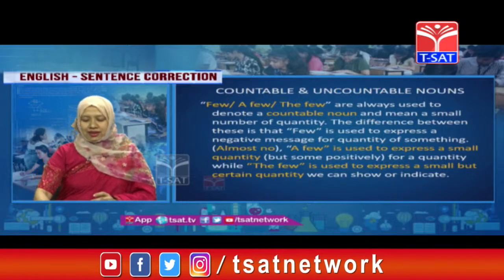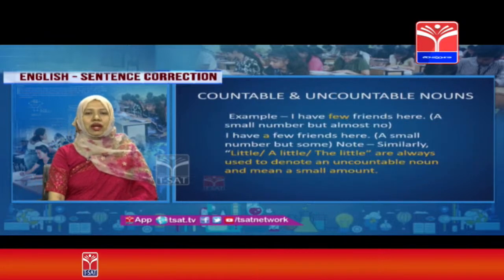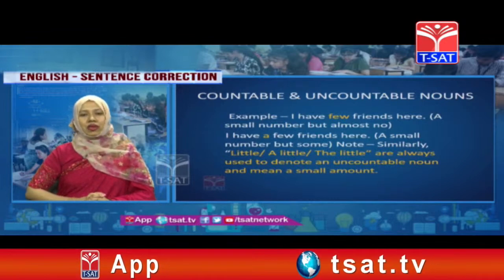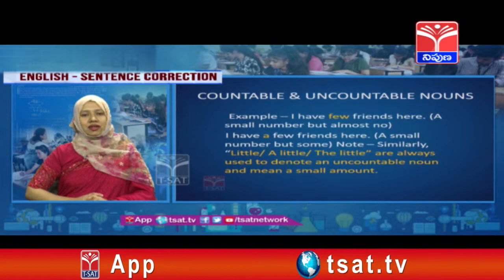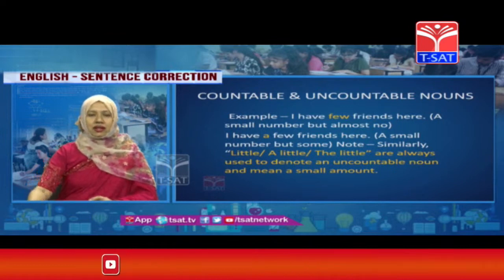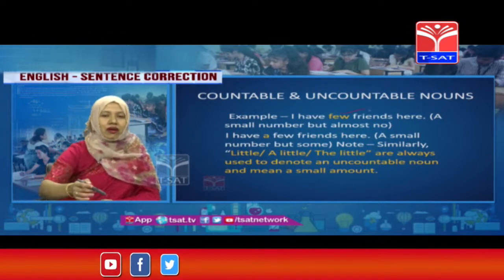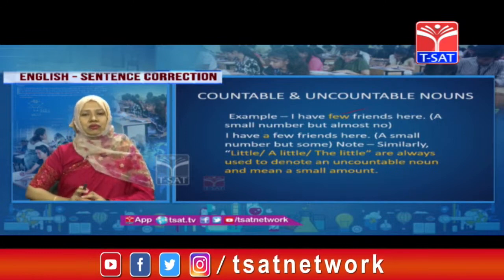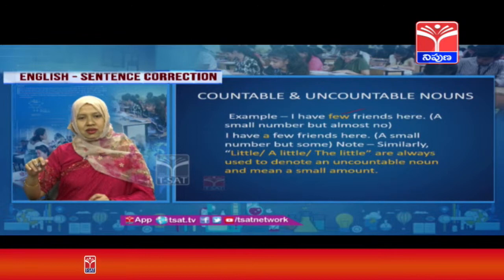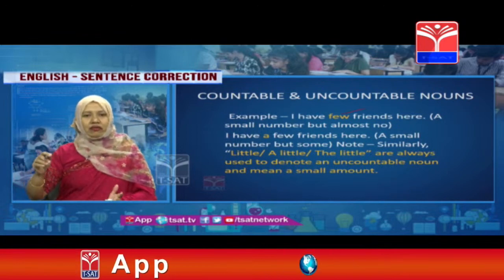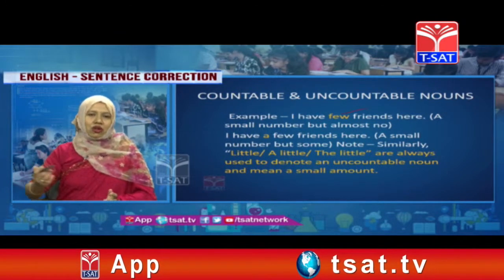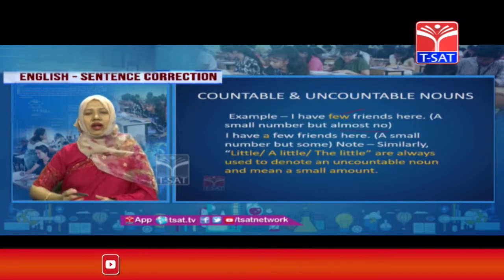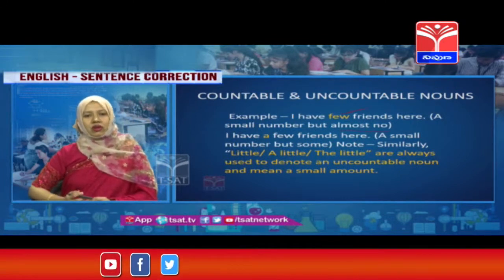So let us look at the examples, how to use countable and uncountable nouns. For example, I have few friends here. In this sentence, few refers to very less, negligible. In this place or in this class, I have few friends. That means 1 or 2 friends, which is equal to no, almost no. Only one friend I have, or 2.